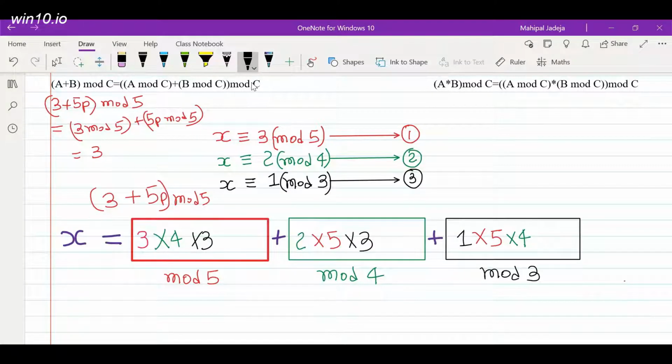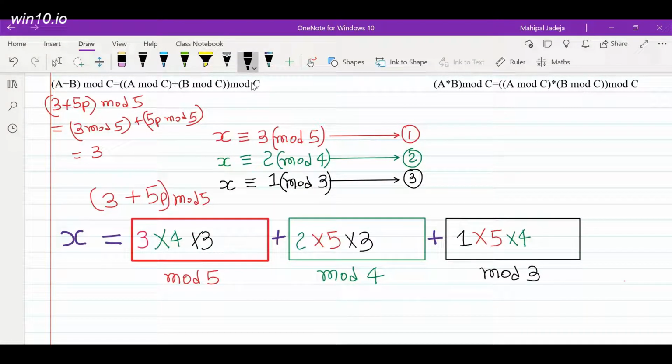So now the first problem is solved, but by doing this, there is one more issue which is generated, because initially here, if you notice, within this red box only 3 was there and 3 mod 5 was 3. But now we are multiplying this 3 with 12.